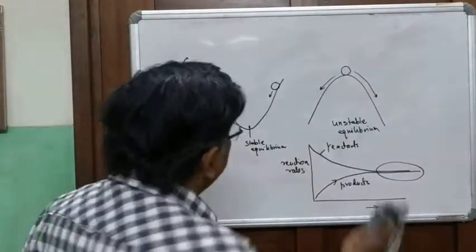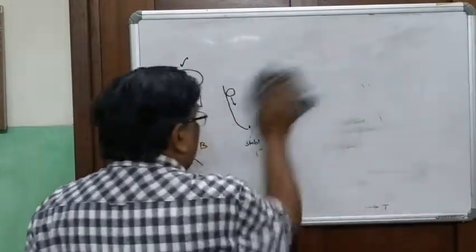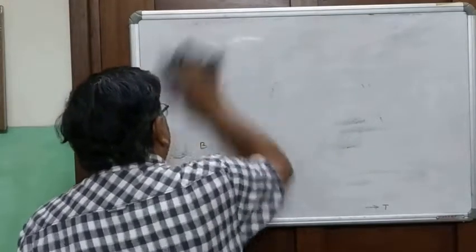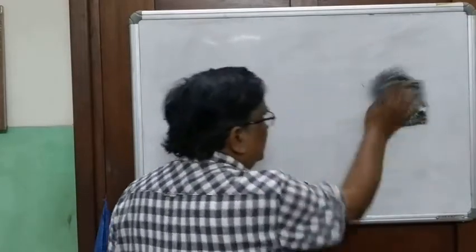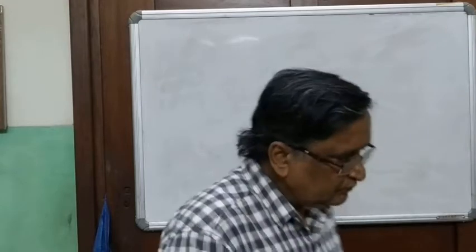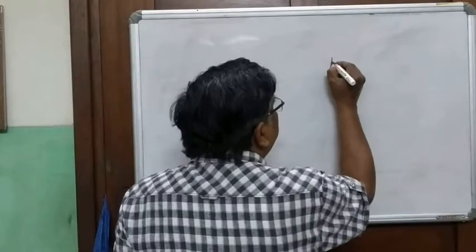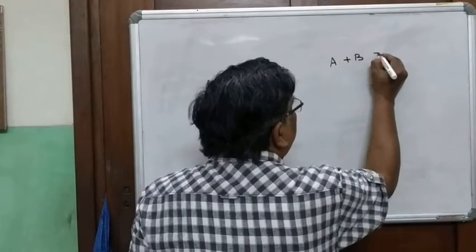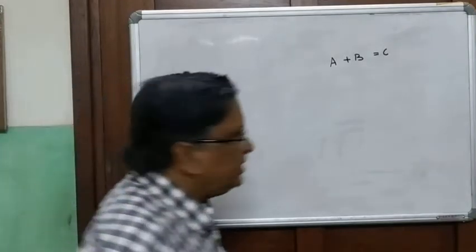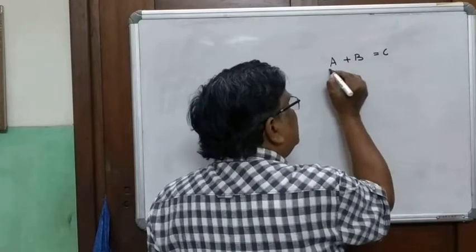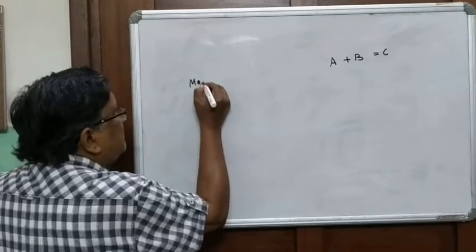Now, when such a situation arises, it becomes important for us to understand how these reactions look from a thermodynamic sense. Say, for example, if we have a reaction A plus B is equal to C, then we must understand how each of these is written. I will give you an example, that's the best.